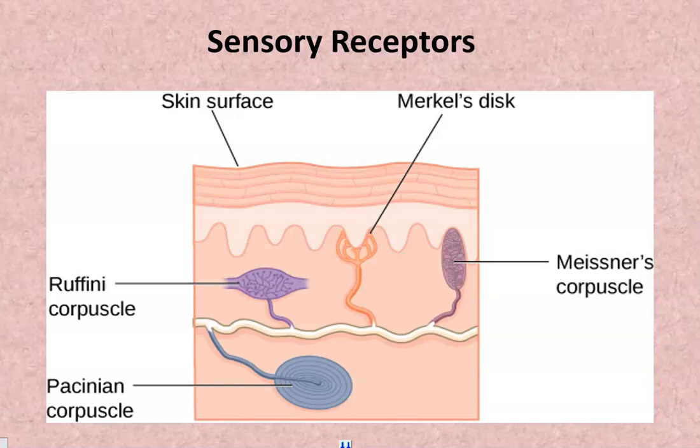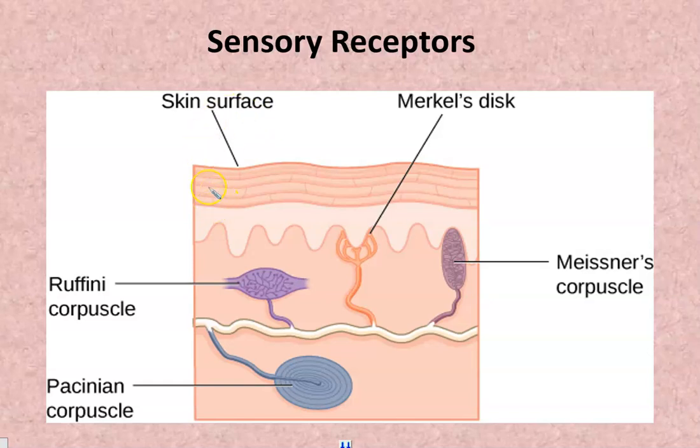So we're just going to hit a few of them, and the four that we're going to look at are the Merkel disc, the Meissner's corpuscle, the Ruffini corpuscle, and the Pacinian corpuscle. So those are the four that we're going to talk about. And so I've got this slide up. Just notice where they're located.